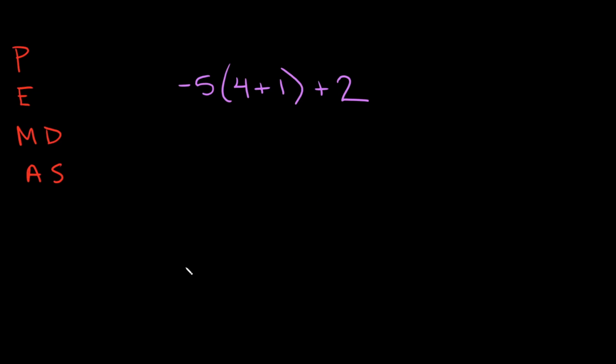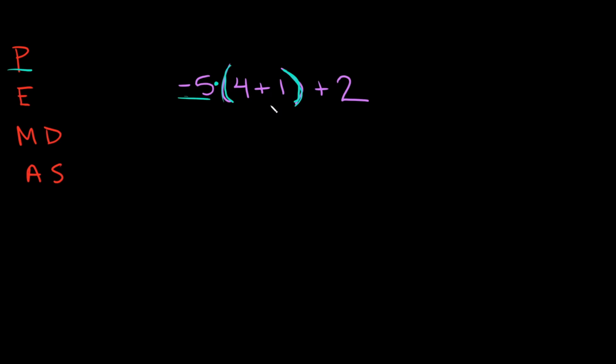Let's do another one. So here we have -5, and then in parentheses, 4 plus 1, and then plus 2 at the end. And remember, whenever you have a number sitting next to a set of parentheses like this, it always means multiply. Now let's go to the order of operations. We always start at the top, which is always parentheses. So do we have any parentheses in this problem? Yes, we do, right? So let's simplify what's inside of our parentheses.